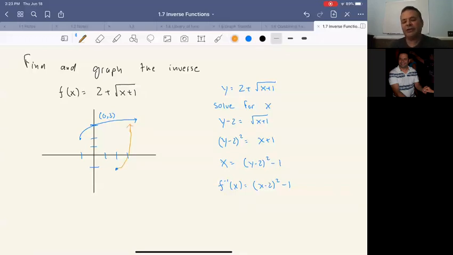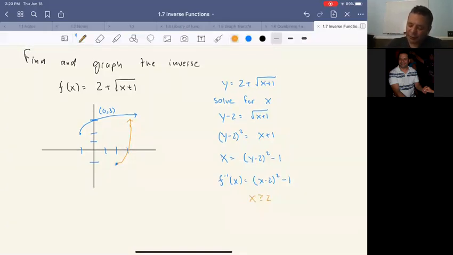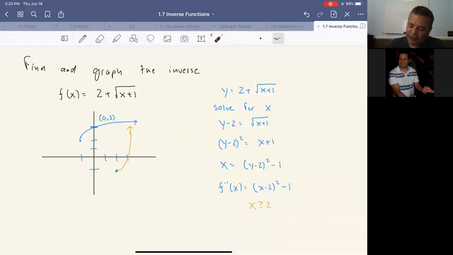What is going to be our restriction? Our restriction is, of course, x should be greater than or equal to 2. And you can actually see that from the original. The original has a range of 2 to infinity. So that's why our domain restriction on the new inverse should be 2 to infinity as well.